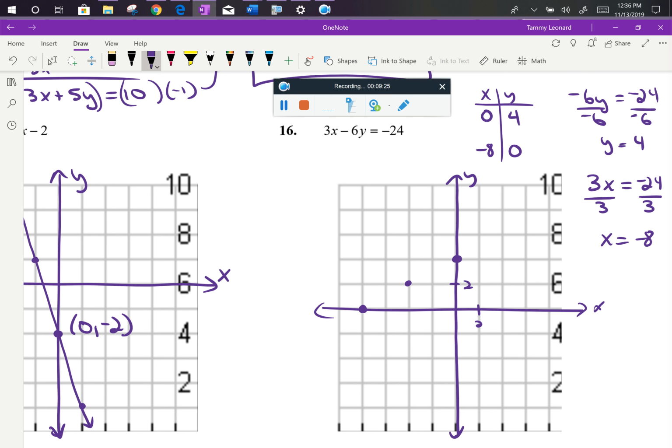I can see that that gives me a slope of 1 over 2. So I can draw a few more points to get a more accurate line. I'd probably want to label my (-8, 0) and my (0, 4), and to make sure that the line goes all the way across the graph.